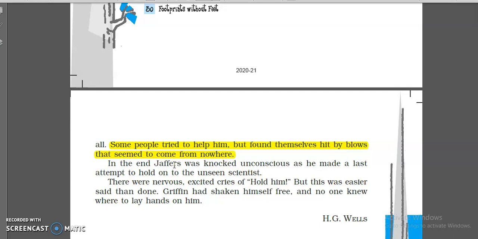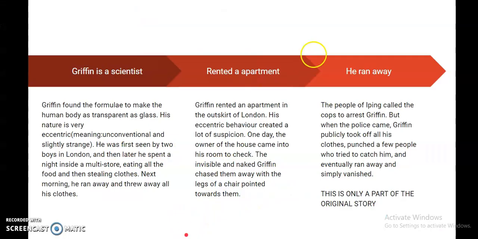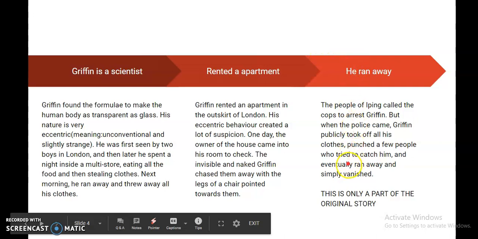Okay. Ultimately, in the end, Jeffers, the policeman, was knocked unconscious as he made a last attempt to hold on to the unseen scientist. There were nervous, excited cries of "Hold him! Hold him!" But this was easier said than done. Griffin had shaken himself free, and no one knew where to lay hands on him. This is what happened, and eventually he ran away and simply vanished.